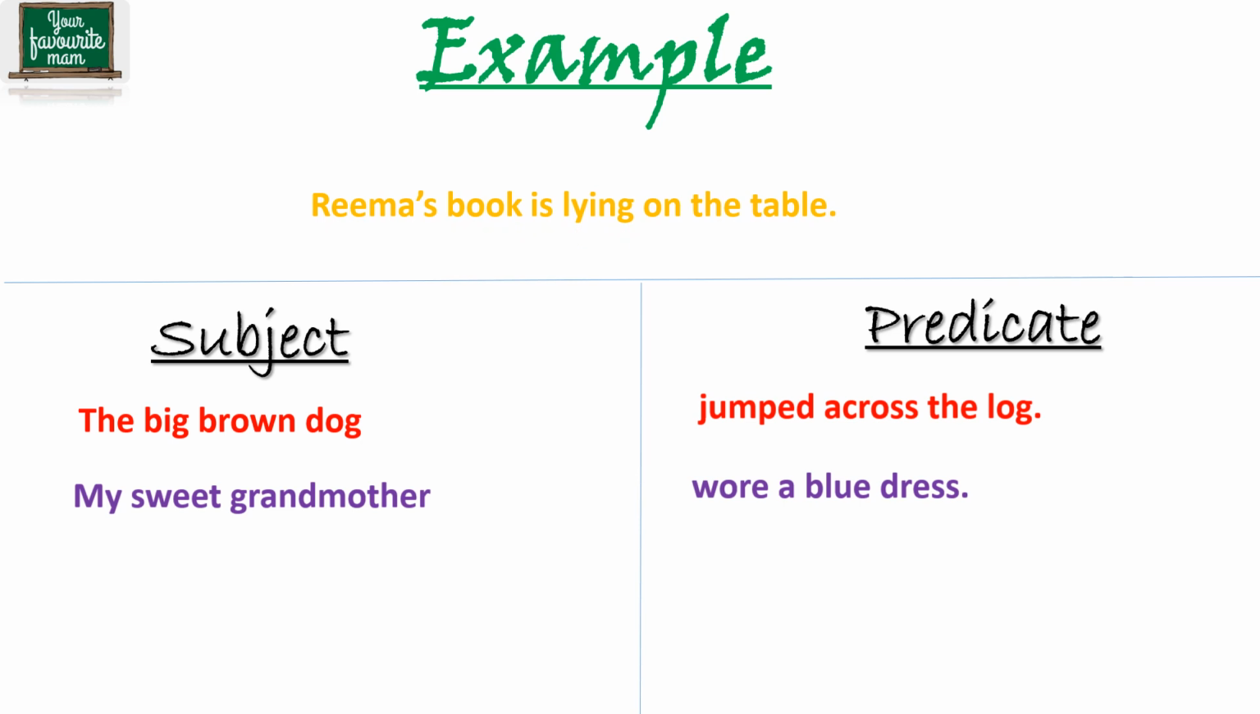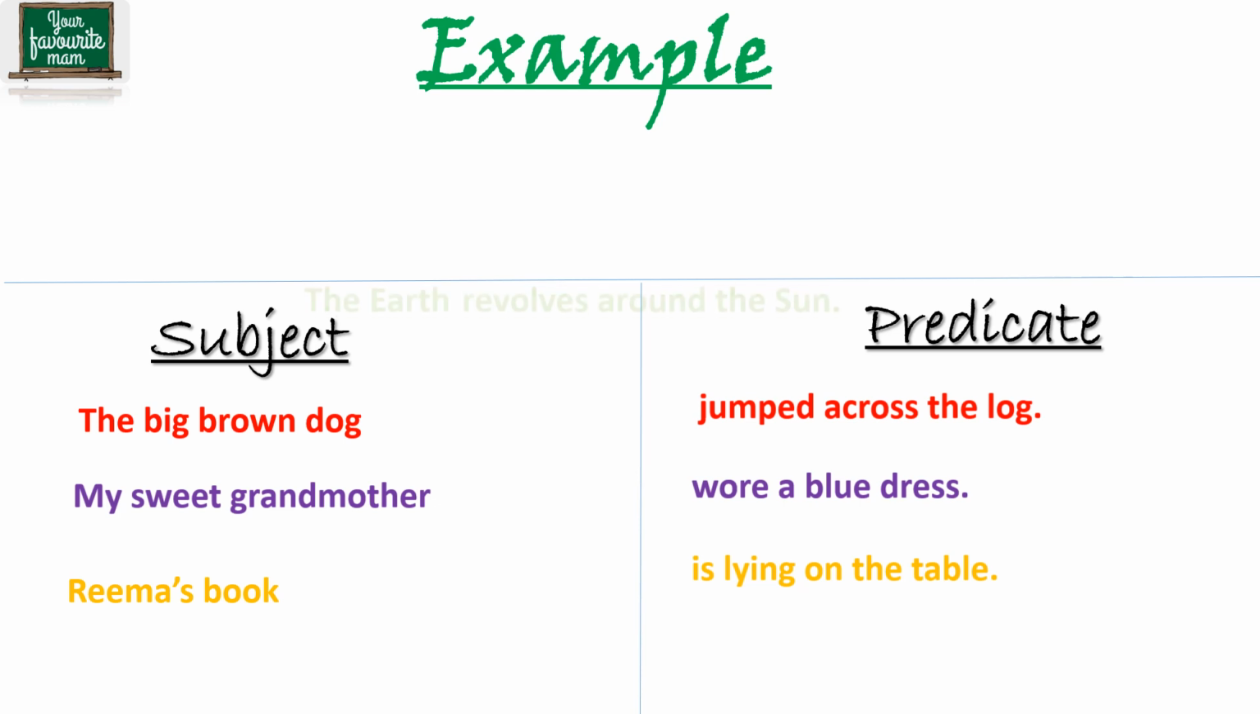Rima's book is lying on the table. We are talking about Rima's book. So Rima's book is the subject, is lying on the table becomes the predicate. The earth revolves around the sun. So here we are talking about the earth, that becomes our subject, and revolves around the sun becomes the predicate.